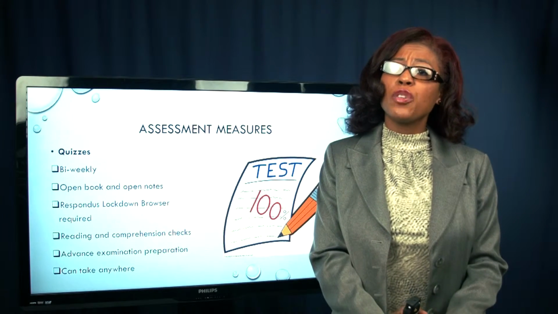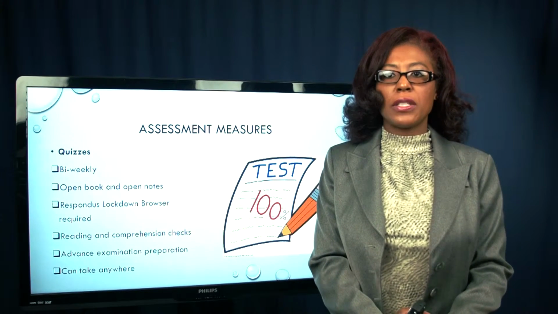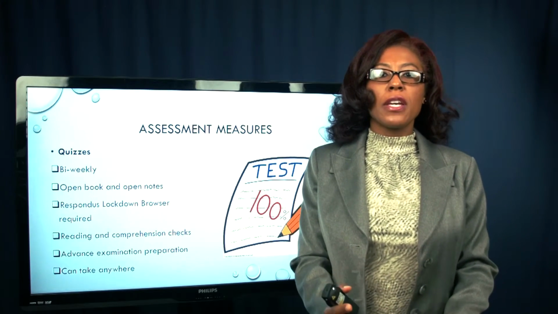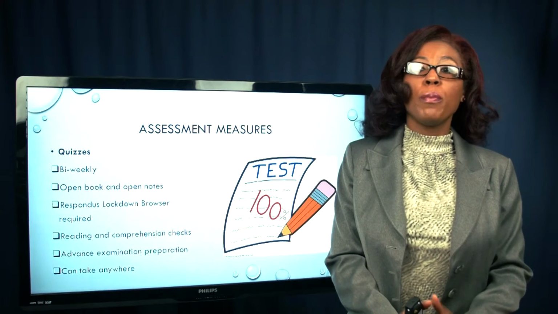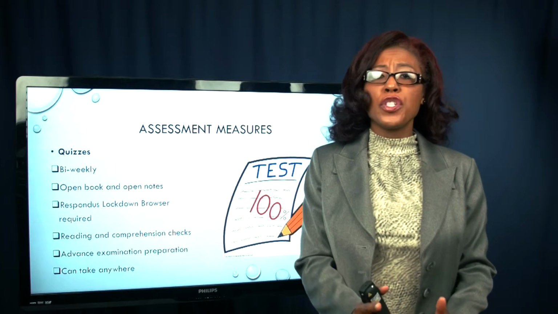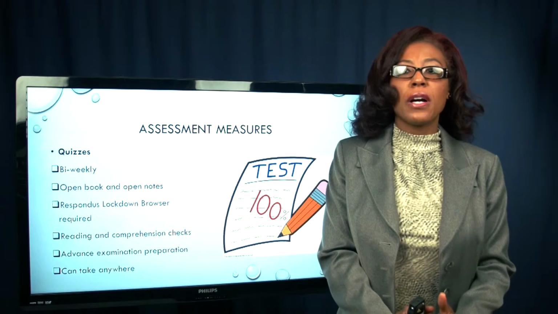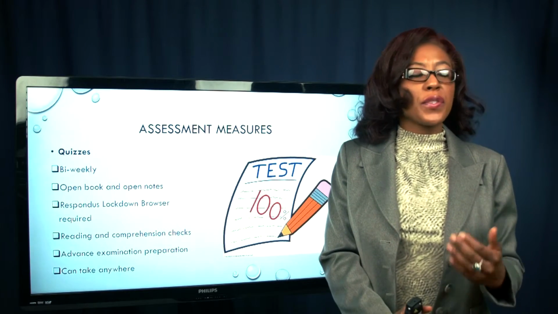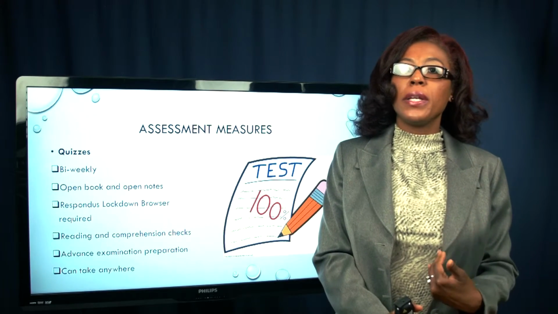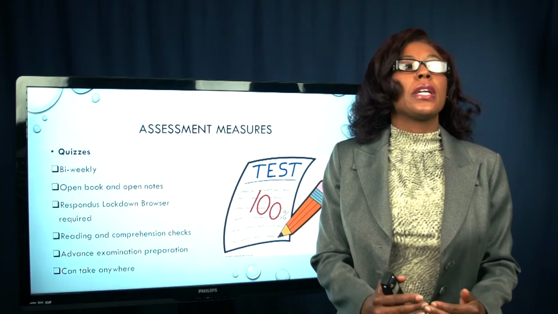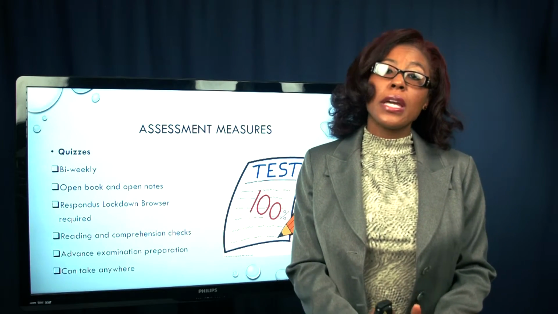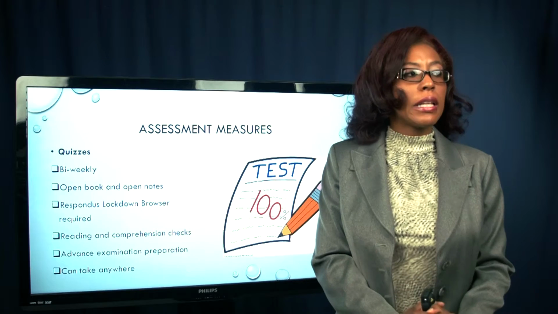So let's talk a little bit about assessment measures in the course. There are two. The first one is quizzes. Students will be given bi-weekly quizzes. These are open book and open note quizzes. You have to use Respondus Lockdown Browser, however. These quizzes are designed to be reading and comprehension checks. They are gauges for me and for you so that we can analyze whether or not you're keeping up with the reading and whether you're comprehending the material that we cover in the class.